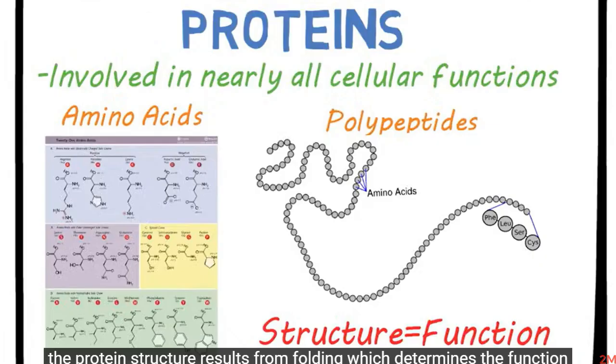Oxygen is a part of the carbonyl groups and hydrogen bonds. Nitrogen is needed for peptide bonds and amino groups. Sulfur stabilizes structures by disulfide bonds.